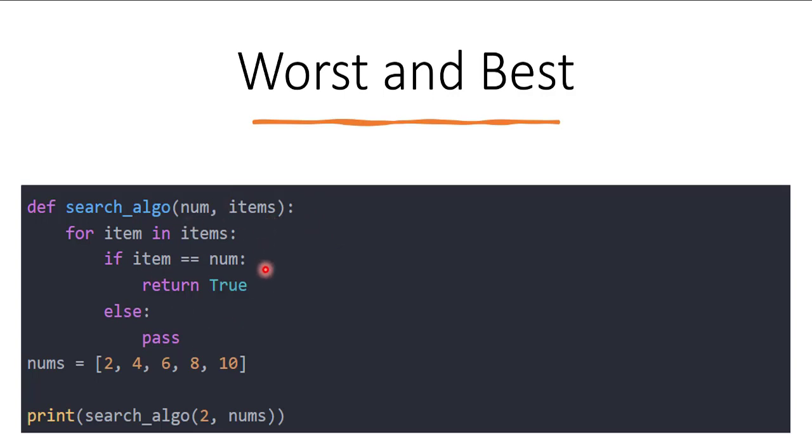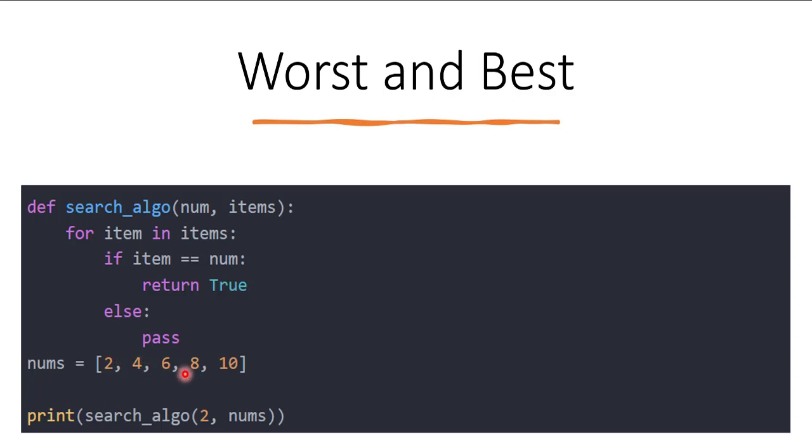Here you can see we have a function that takes a number and a list of numbers as input. It returns true if the passed number is found in the list of numbers, otherwise it will return none. For example, if you search for number 2 in the list, it will be found on the first comparison, right? So this will be the best case, when the number we need to find is found on our first iteration. This is called the best case complexity, and this will generally be O of 1. Why? Because we just iterated one time and we found the result.